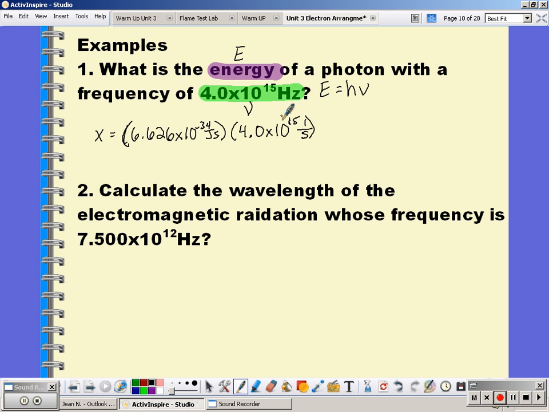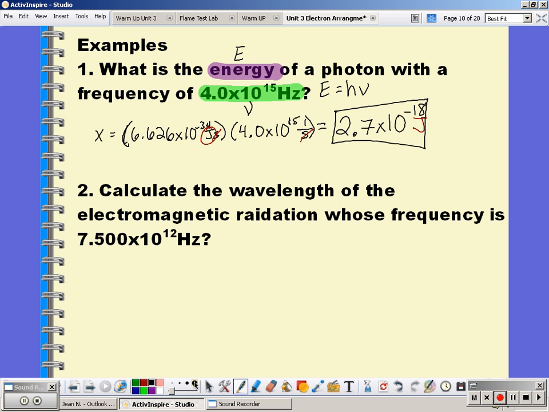We would want two significant figures, so 2.7 times 10 to the negative 18. For the units, we have joule seconds times 1 over second, or joule seconds divided by seconds. So the seconds cancel and I'm left with joules. Energy is measured in joules, so this number would make sense.